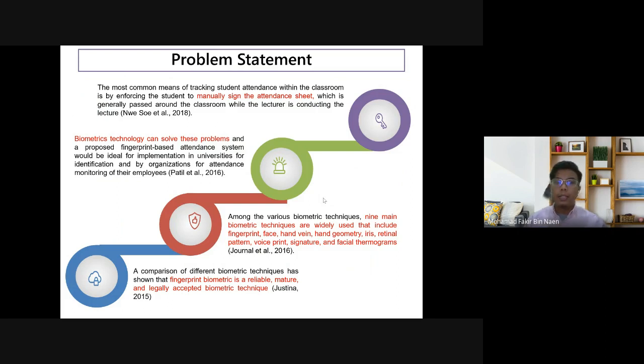Among the various biometric techniques, there are 9 main biometric techniques that are widely used. For example, fingerprint, face, hand vein, hand geometry, iris, retina, voice print, signature, and facial thermogram. A comparison of different biometric techniques has shown that fingerprint biometric is a reliable, mature, and legally accepted biometric technique.